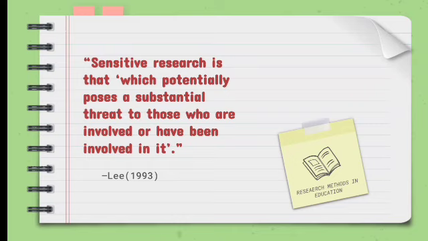Lee also suggests that sensitive research falls into three main areas. First, intrusive threat, probing into areas which are private, stressful or secret. And the second, studies of deviance, and the third, social control. The three kinds of sensitivities indicated above may appear separately or in combination.